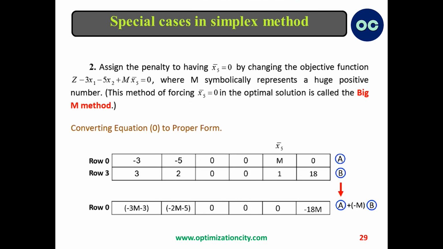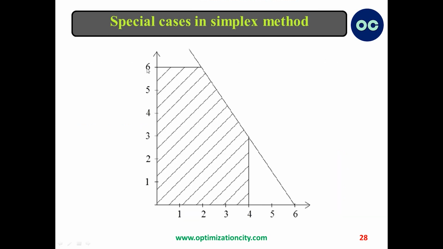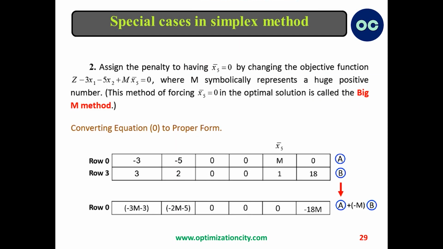The next step is to penalize having x5 bar not equal to 0 by modifying the objective function as here. So in order to bring this feasible region back to this feasible region, we should do the following. So we have the objective function like this, where M represents a very large positive number. This method of ensuring x5 bar is 0 in the optimal solution is known as the big M method. It's very important in solving the simplex model with an artificial variable.